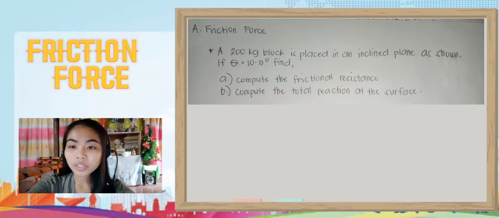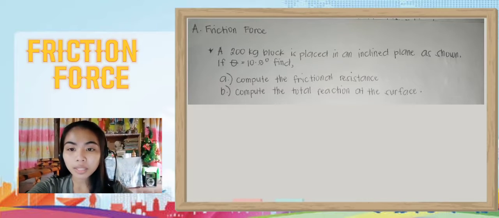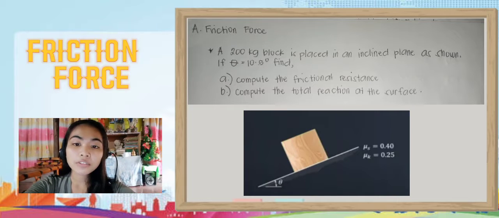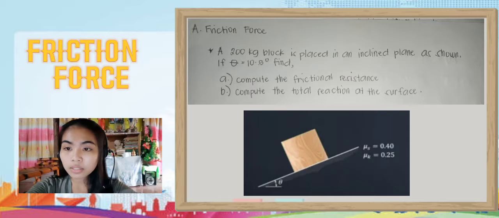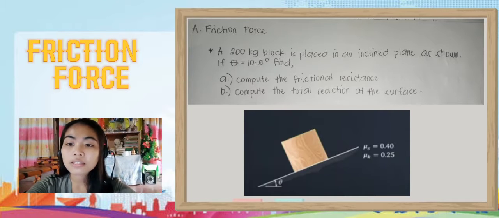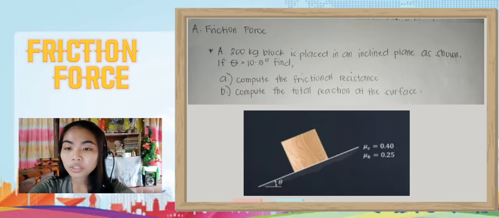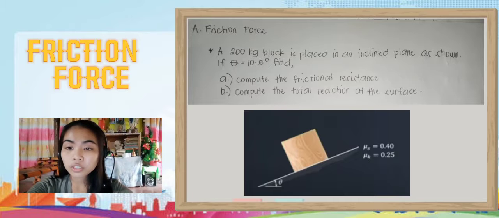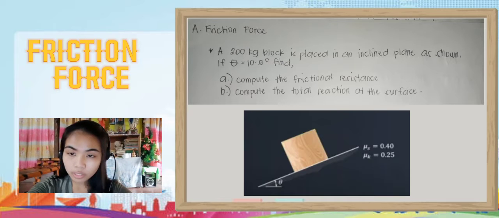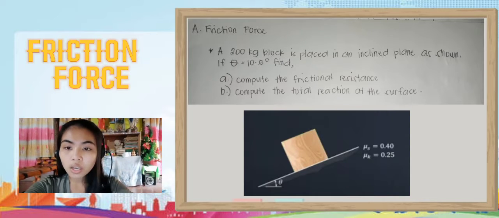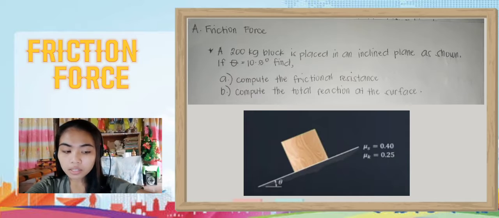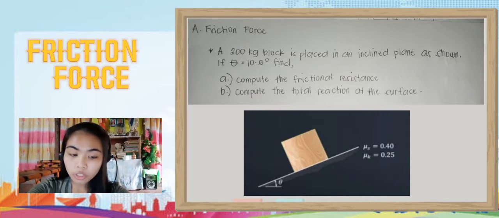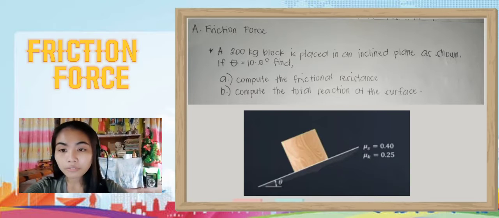Let's start with the friction force. A 200 kilogram block is placed in an inclined plane as shown. If theta is equal to 10.5 degrees, compute the frictional resistance and compute the total reaction at the surface. Given dito ang coefficient of friction in static case and dynamic case. In static case, the coefficient of friction is equal to 0.40, while in dynamic case, the coefficient of friction is equal to 0.25.